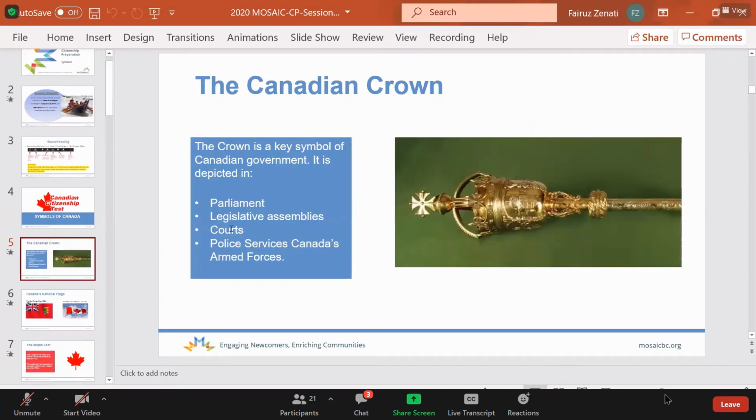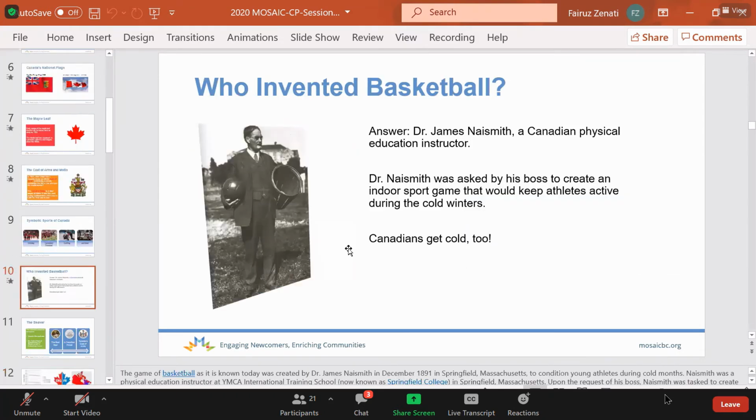Sorry about that. Yeah. So we are talking about the upper level of this symbol. So this is the crown here, as you can see. Okay. So now we're going to go to the region. I hope I answered the question.